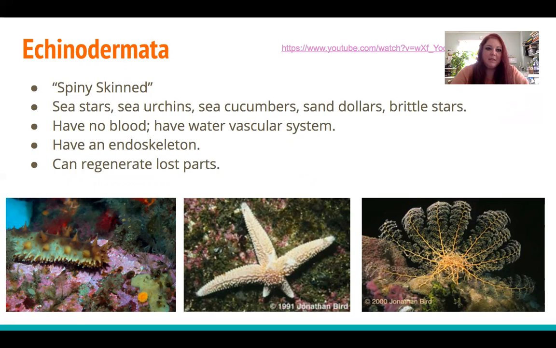But these are basically your sea stars, your sea urchins, the cucumbers. They have no blood. Their vascular system is made out of water, which is really interesting. They do have an endoskeleton, so they do have skeletal parts inside of them that hold their structure together. And what's interesting, as most of you know with starfish, when you cut a piece off, they can actually regenerate their lost parts. Aliens. Which I find really interesting, especially sea cucumbers, how something of such basic anatomy can also be so advanced at the same time. Just very interesting.